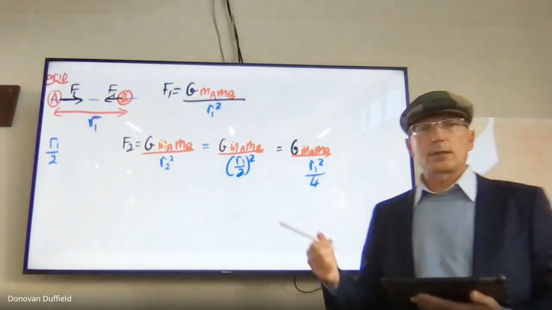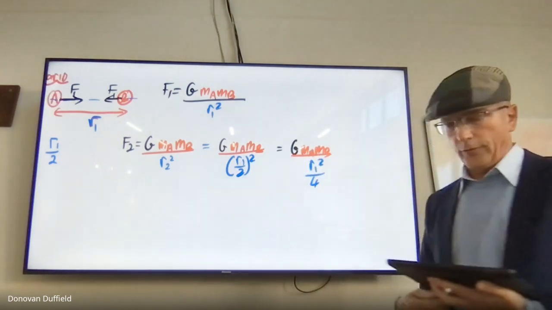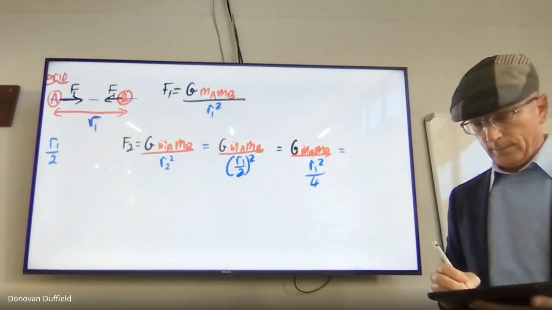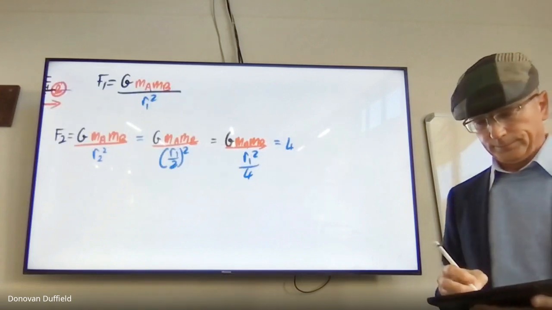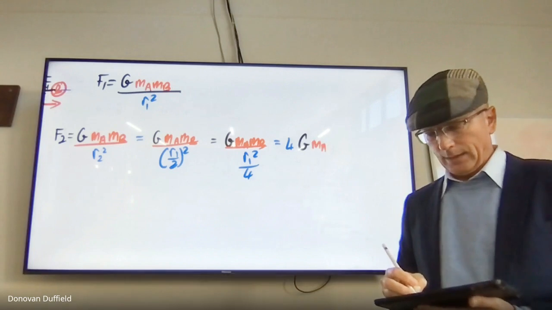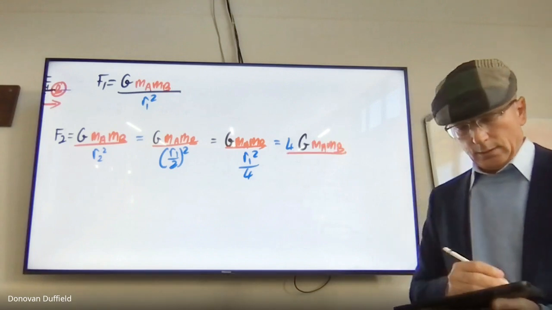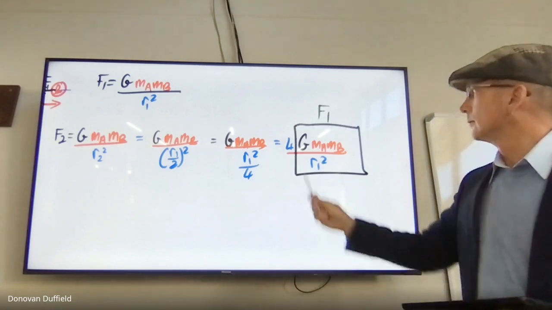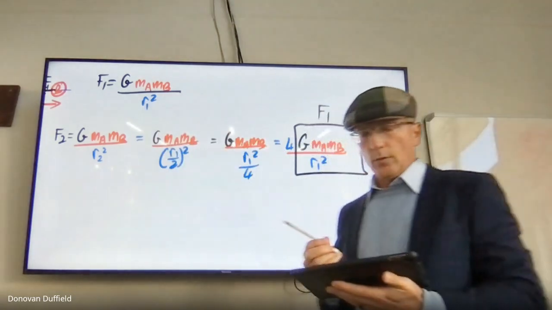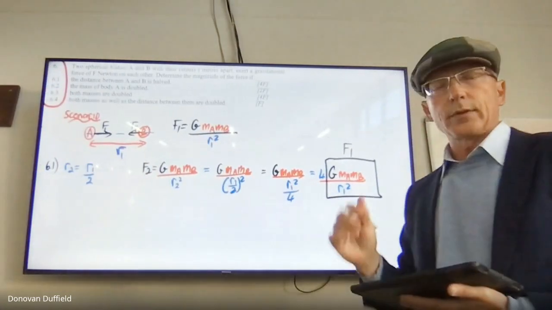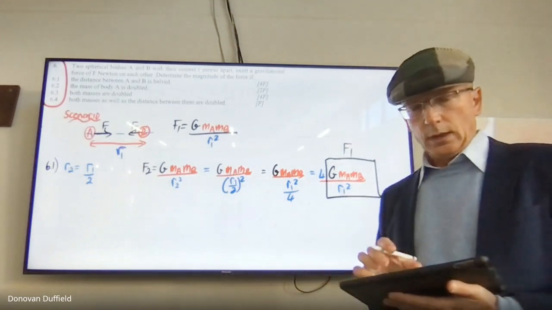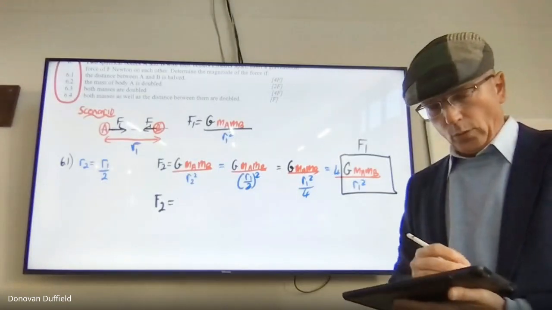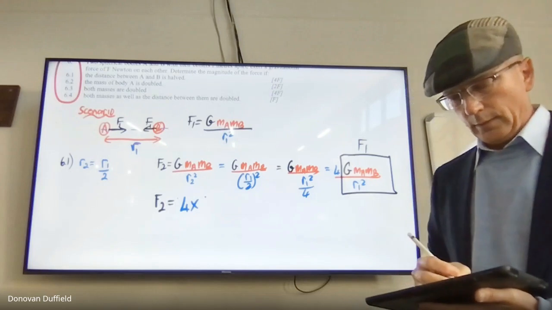But now we're going to tip and times. I'm going to bring the 4 to the front. So it's going to equal 4 G, MA, MB over R1 squared. Well, that is just F1. So what happens when we halve the distance? We quadruple the force. So F2 will be 4 times F1.